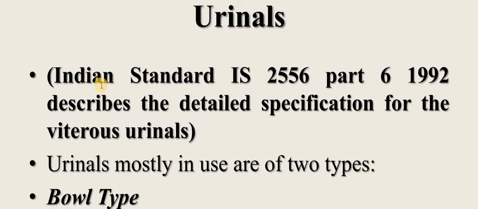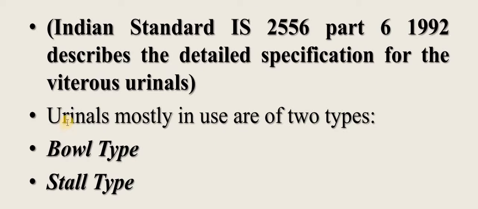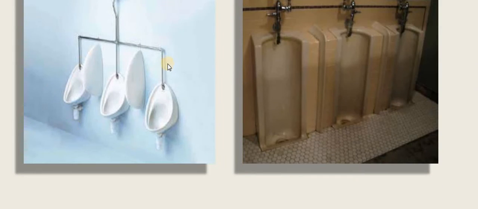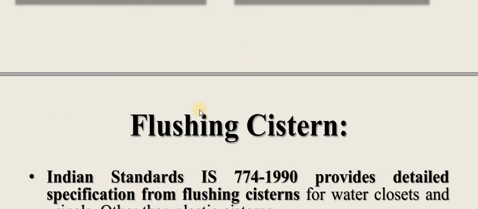Urinals. The Indian Standard IS 2556 part 6, 1992 describes the detailed specifications for vitreous urinals, and urinals mostly in use are of two types. This is of bowl type and stall type. This is bowl type and this is stall type.